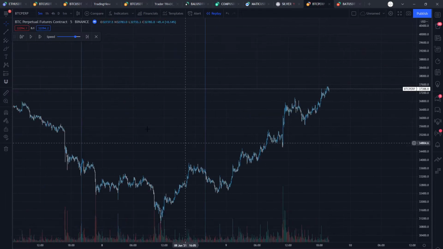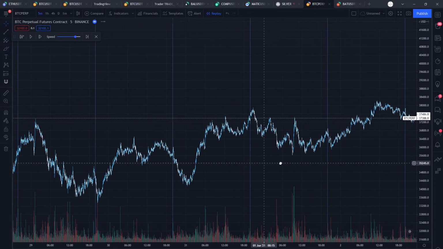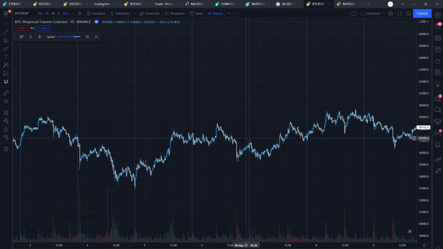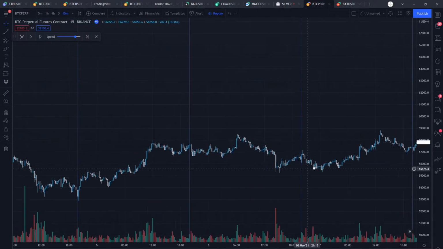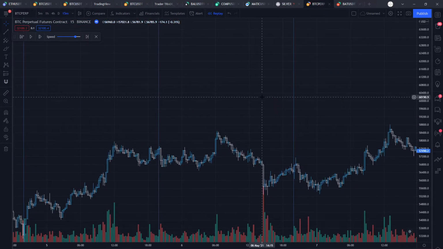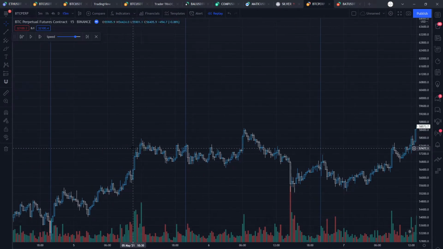Okay, and now let's go to another area where you can spot this. Take a look at this chart and tell me, where do you think liquidity is lying? If you said the liquidity was lying up here and then up here, then you are correct. And also down here. So first, we made this up move before moving lower.